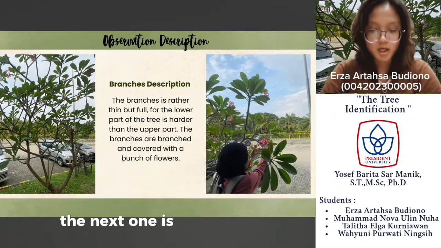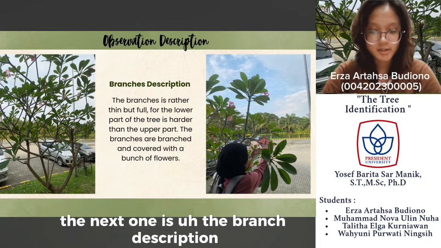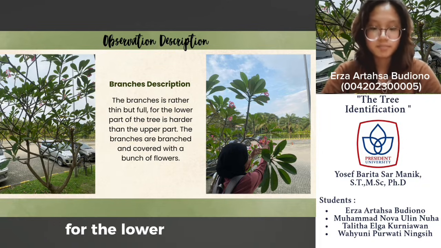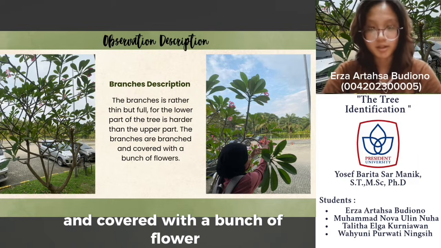The next one is the branch description. The branch is rather thin but full. The lower part of the tree is harder than the upper part. The branches are branched and covered with a bunch of flowers.